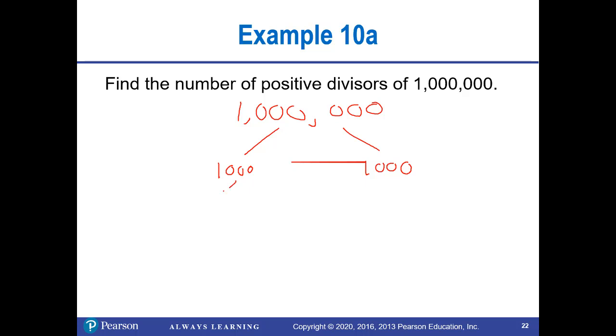So 1,000 is 10 times 100. 10 is 2 times 5. 100 is 10 times 10. And each of those are going to be 2 times 5. And this 1,000 is going to be the exact same thing.